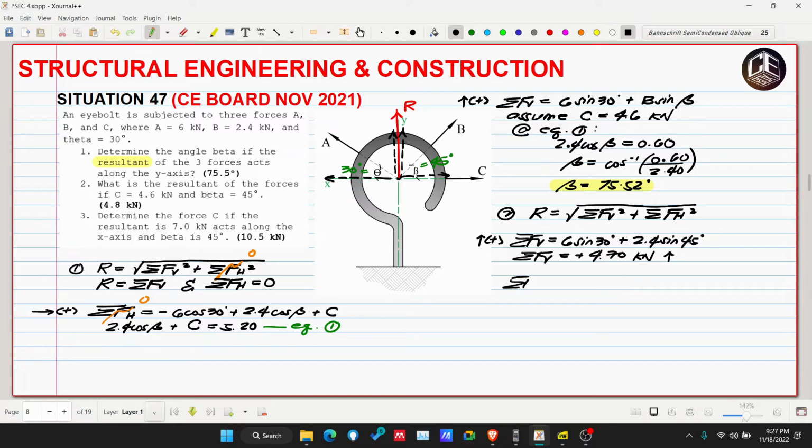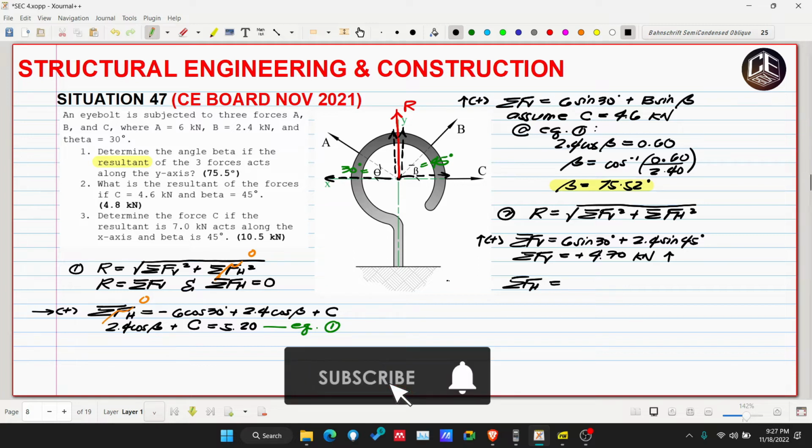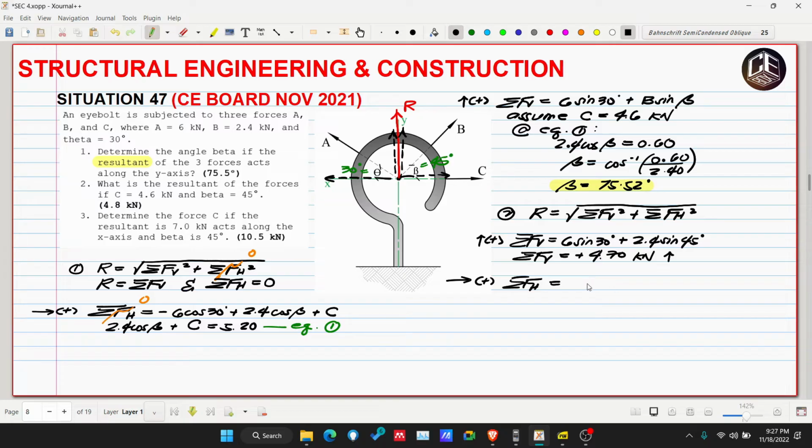Next, summation of forces horizontal. Our assumption is that everything to the right is positive. So, our A is negative, no? Negative cosine of 30 degrees. Then, our B is to the right, so 2.4 cosine of 45 degrees. Then, our C is to the right, so plus 4.6.